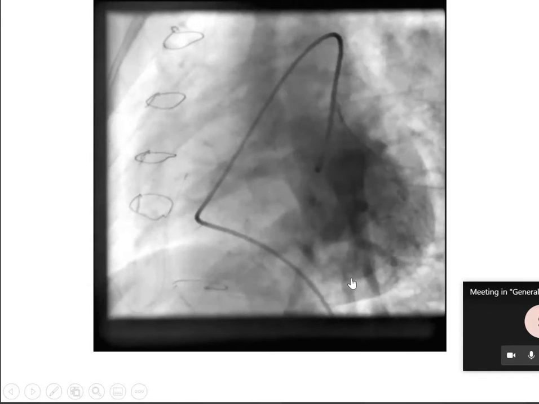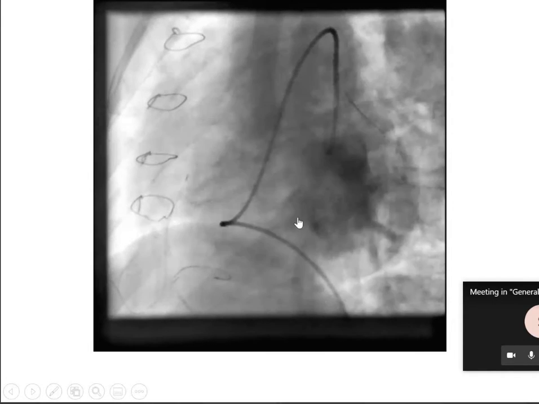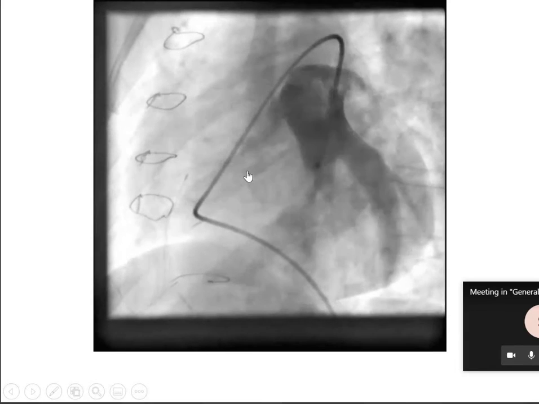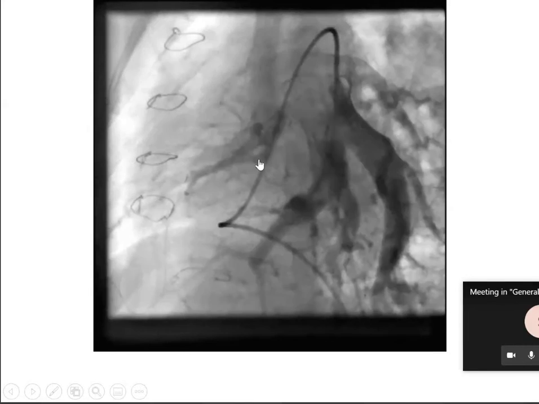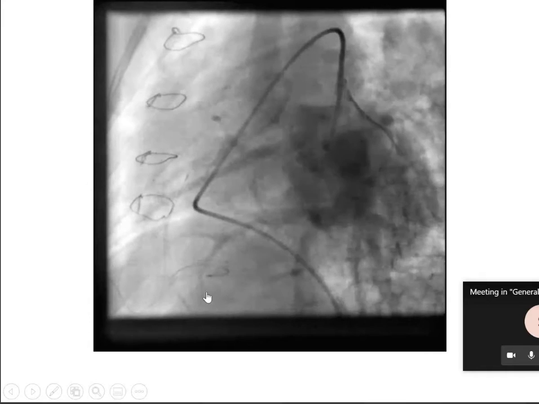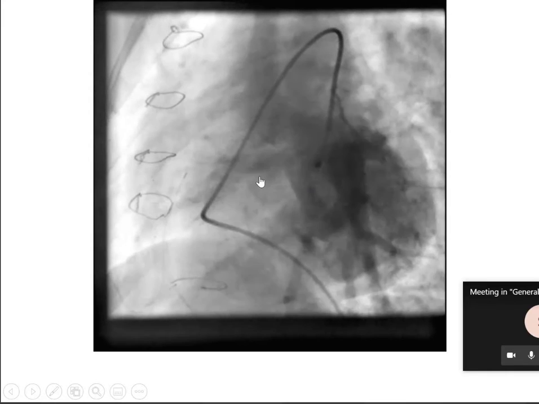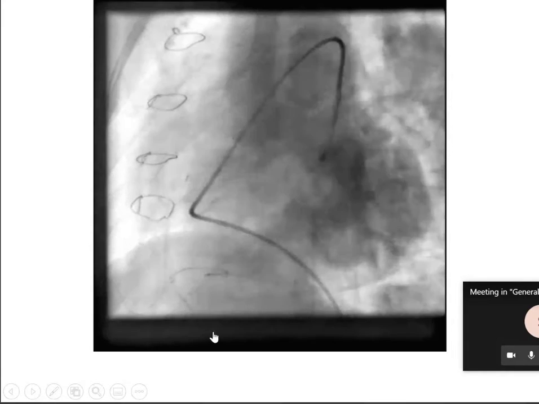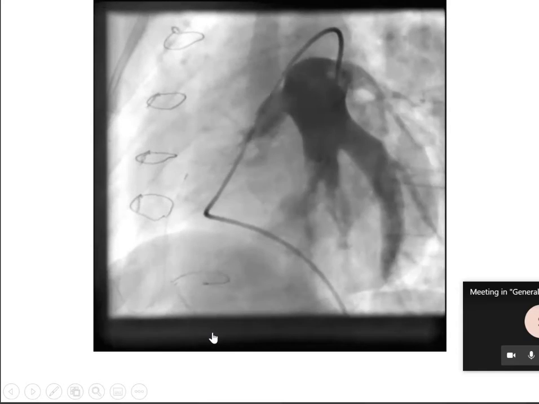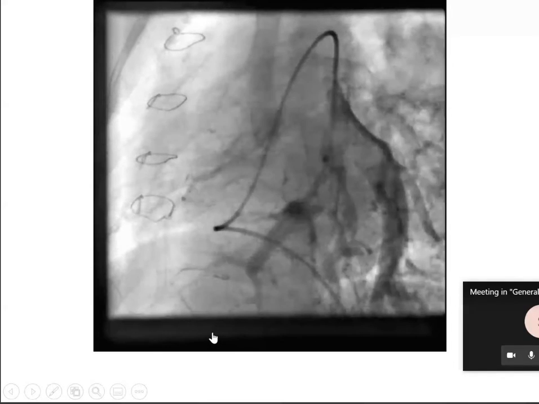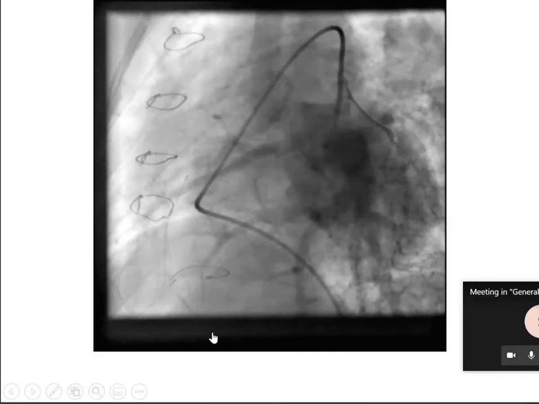So LA 40-40 view, hepatoclavicular view, you can see the shunt. At this point, can you see that shunt? There is some blood shunting in the levo phase from the LA to the RA. Can you see now? Yes, sir. So this is the levo phase angiogram. Any doubts you can ask?